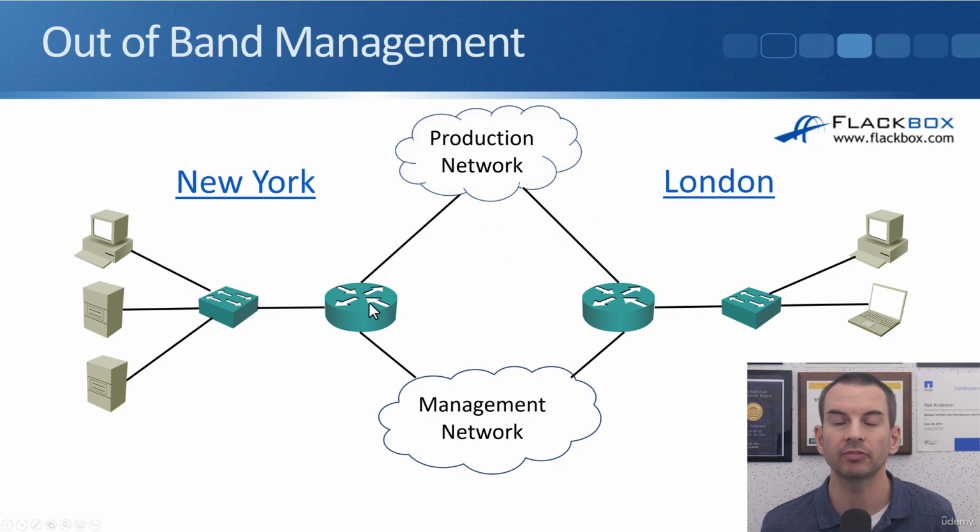When you do have a separate management network set up, if you're connecting over the production network, we call that in-band management. You're going in-band over the production network, going over the same cables that your normal users are using to connect between offices. If you connect over that separate management network, we call that out-of-band management. It's out of band, not over the same path as your normal staff traffic.